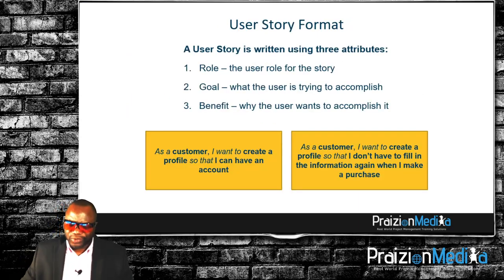Now, we often write the story in this format: role, goal, benefit. As your role, I would like, what do you want? Benefit, so that, whatever you want to accomplish. In this example, we see a poorly written story on the left. As a customer, I want to create a profile so that I can have an account. On the right-hand side, we see a better written story that actually talks about why you do want that account, right? I want to create a profile so that I don't have to fill in the information again. Oh, you're trying to save time. Well, that's value. You see, so we always write it from the role, goal, benefit perspective and want to understand what it will do for the customer.